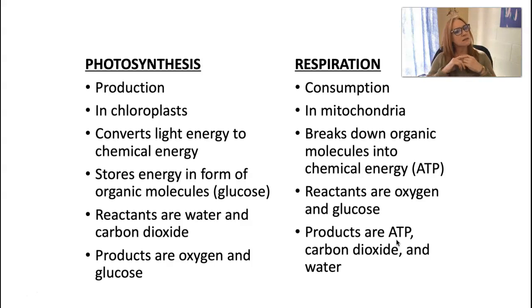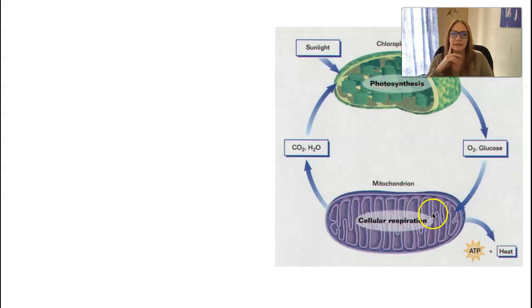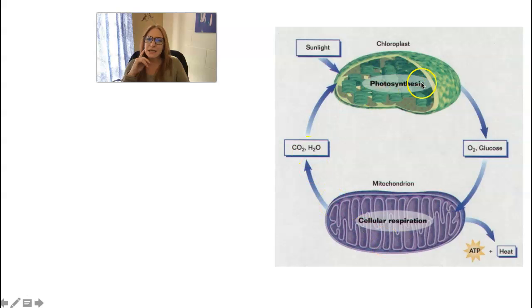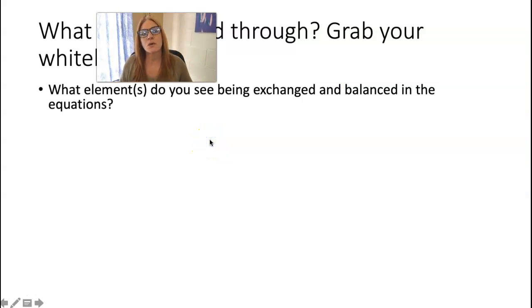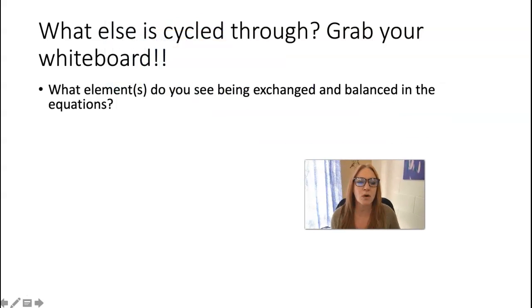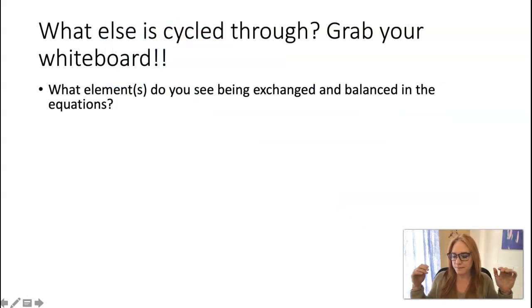Now, why is this important for what we're talking about in class? Oh, and there's a nice little graphic of the cycle of energy between respiration and photosynthesis. Okay, so why does this matter? What are we talking about? What else is cycled through when we talk more on an ecosystem level, or let's call it an organismal relationship level? Okay, so here are some questions that I want you to try to answer as I go through.